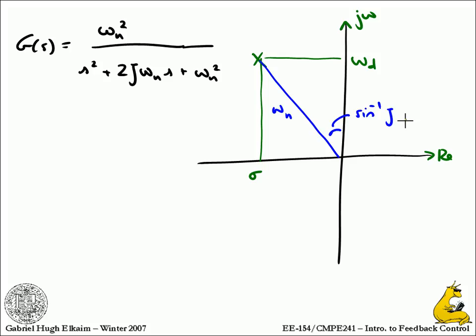I get from this my response that y of t is equal to 1 minus e to the minus zeta omega n t times the quantity, I'll just do it this way to make it easier, this is going to be times cosine of omega d t plus some phase angle phi.